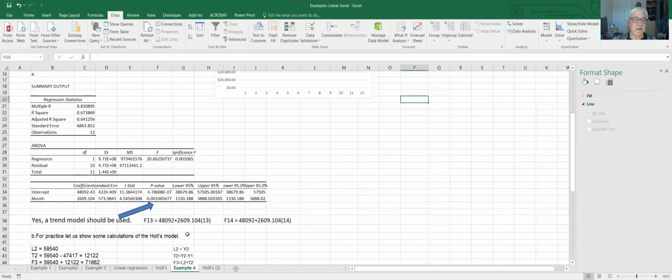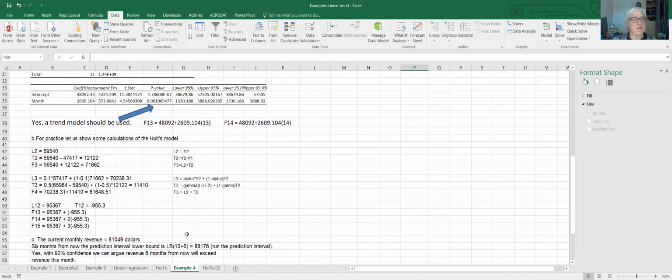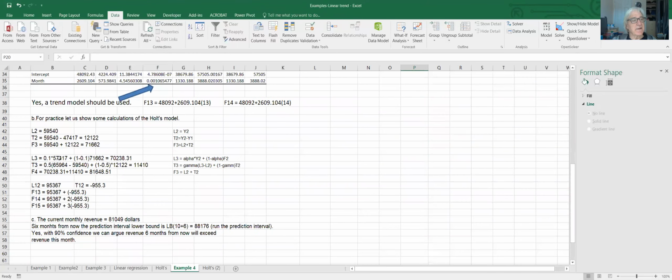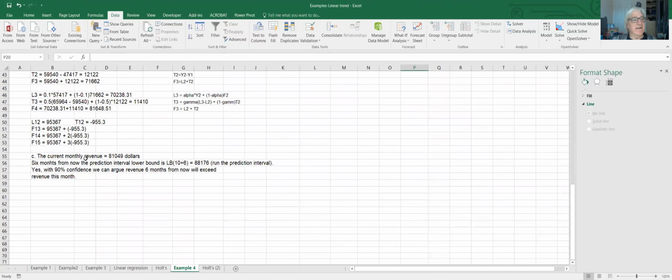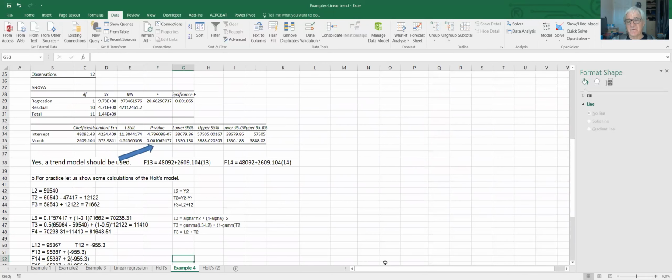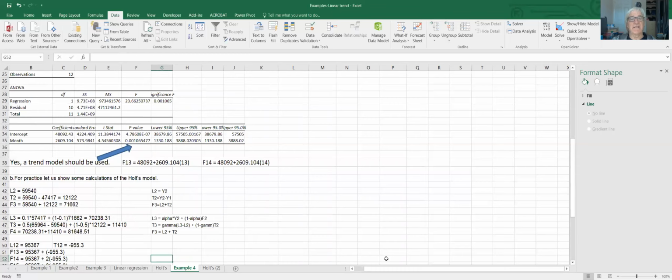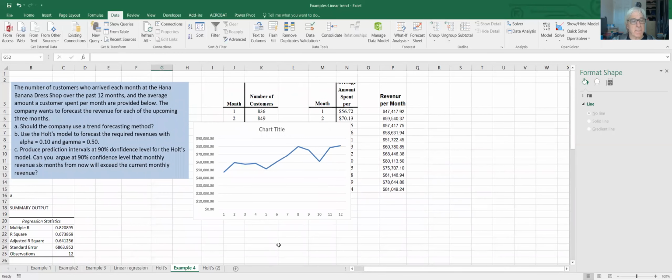Okay. So I'm running this Holtz method with alpha 0.1 and gamma 0.5. And I get a slope of negative 955. This is the slope of period 12. Period 12 will be the last period, negative 955. Something is wrong. It doesn't make sense that Holtz will give us negative slope. So why did it happen? You'll see why it happened in here.